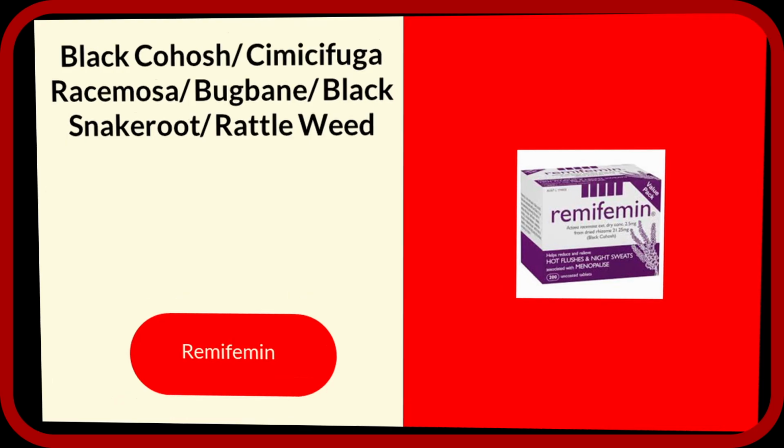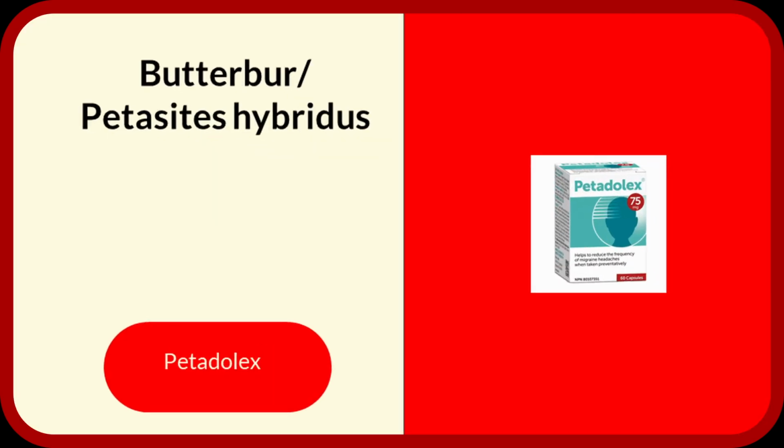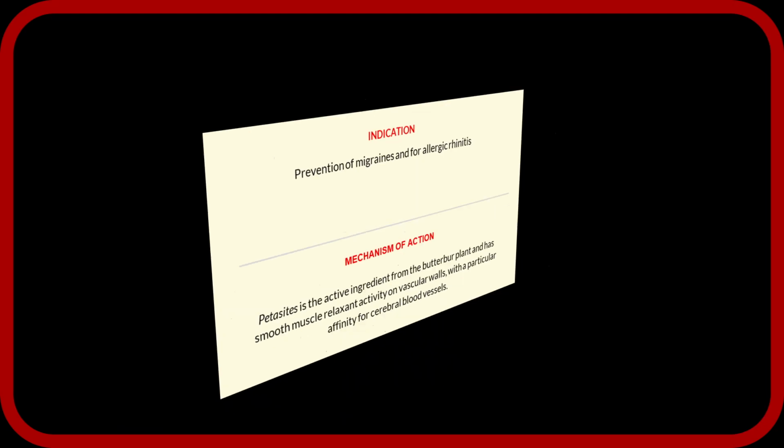Black cohosh, with the brand name Remifemin, is used for menopausal symptoms. Its biologically active constituents may reduce circulating levels of luteinizing hormone and stimulate dopamine receptors that in turn oppose prolactin. Butterbur, with the brand name Petadolex, is used for the prevention of migraines and for allergic rhinitis. Petasites is the active ingredient from the butterbur plant and has smooth muscle relaxant activity on vascular walls, with a particular affinity for cerebral blood vessels.